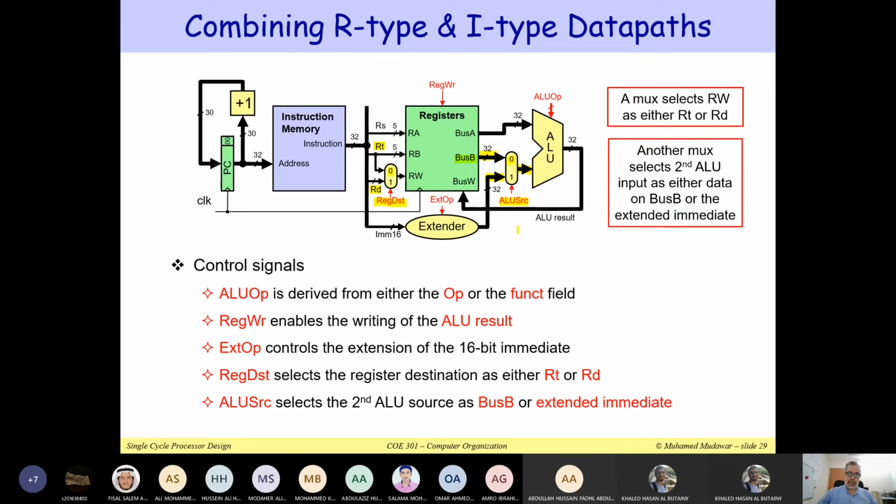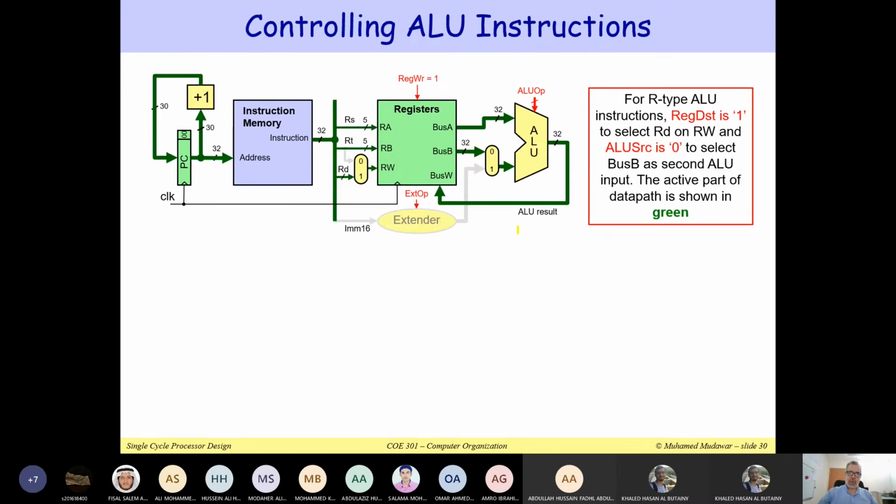Now, let us see how we can control these ALU instructions. So suppose that after fetching the instruction, notice that the instruction is available here at the output of the instruction memory. Of course, we need the control logic, which is not shown in this slide. I'll come back to it later. We need the control logic that's going to examine the opcode. So from the opcode, we can tell if it is an R type or it's an immediate type. So we have different opcodes.